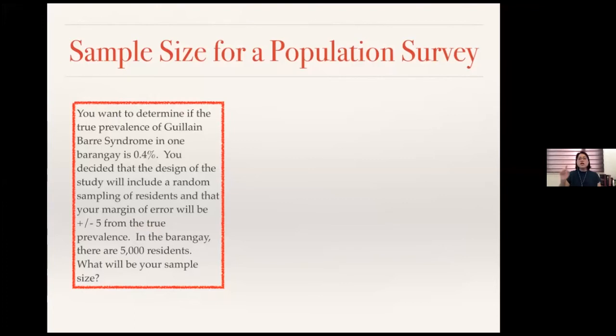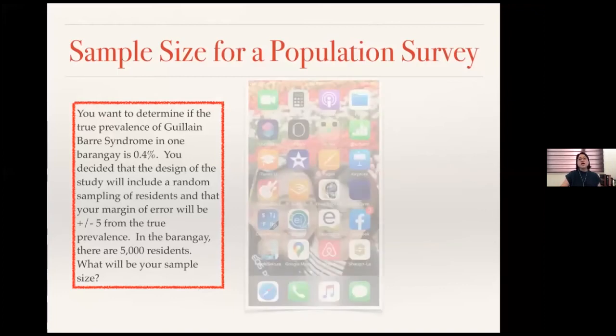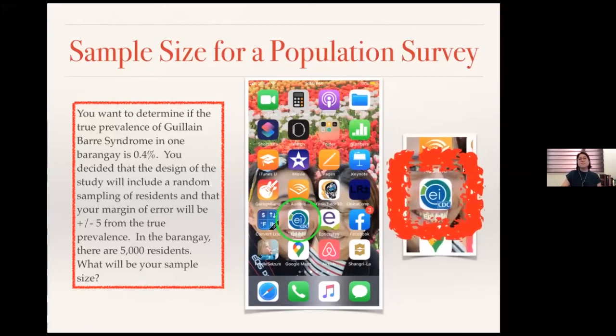If you use Slovin's formula, like what we showed earlier, you need 371 people. But hello, you won't be able to get that many, right? So you need a better equation. And where can you get a better equation? Here in EpiInfo, CDC EpiInfo. It's a free downloadable app that is used for epidemiological research. So it looks like this. The icon looks like that. So that is what you're going to download.